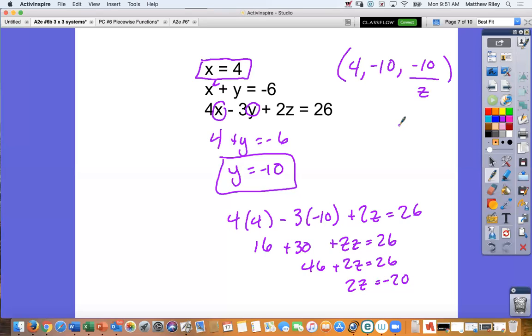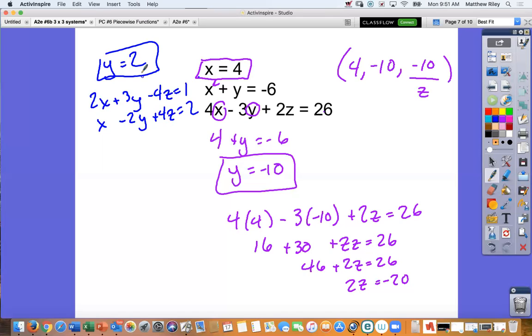So even, let's say they would have given me something like this. Let's say they said y equals 2. Then I have something like this, 2x plus 3y minus 4z equals 1, and something like x minus 2y plus 4z equals 2. I could literally just go through and plug this in right away. So I already have a 2x2 system. They've already given me an answer. Does that make sense?